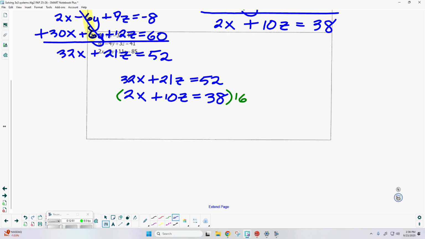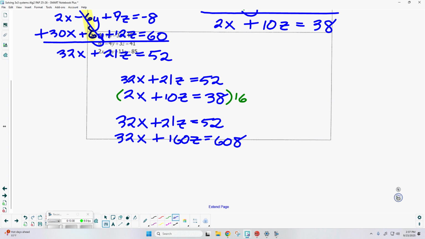Okay, so this top one we didn't touch. So 32x plus 21z is equal to 52. And let me go ahead and turn on the light because some of these are solar powered. So we need some light. Okay. So let's see here. If I distribute the 16, that's going to be 32x plus, well, what's 10z times 16? 160z, okay, is equal to, now for 38 times 16, I'm getting 608. Let me type that in again, I typed it wrong. 38 times 16, 608. There we go.